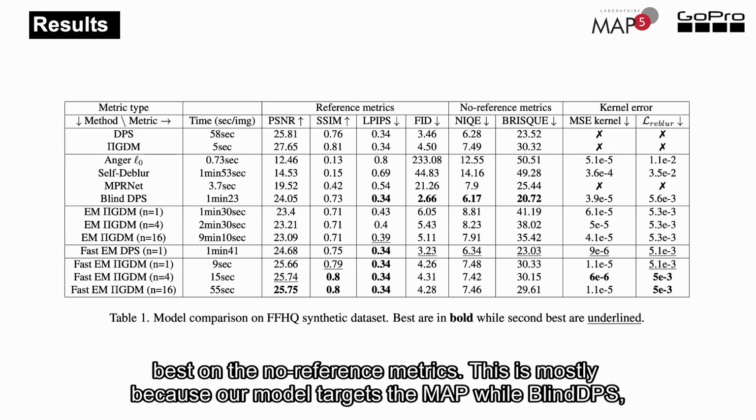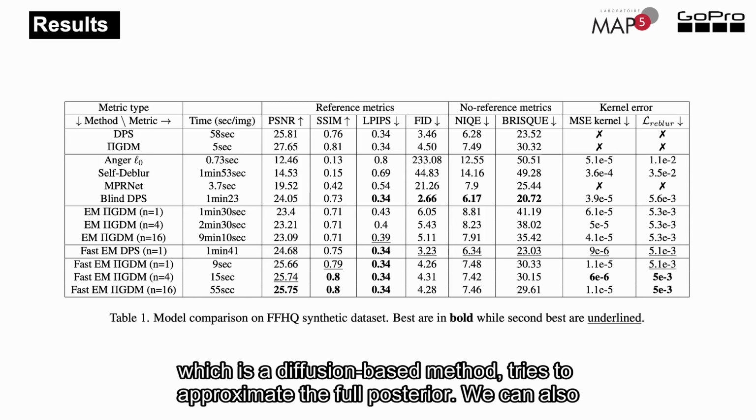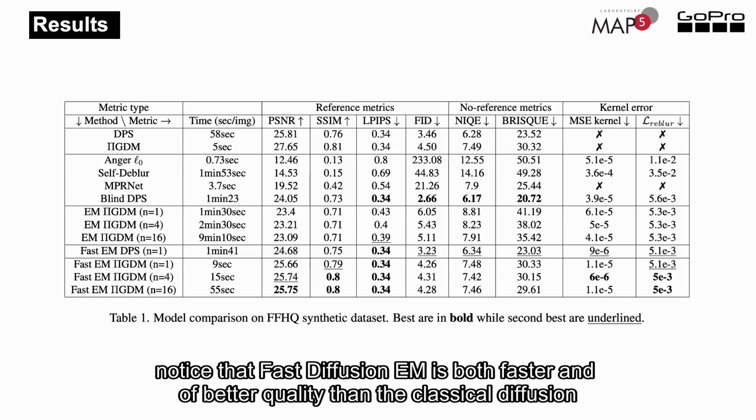This is mostly because our model targets the MAP, while blind DPS, which is a diffusion-based method, tries to approximate the full posterior. We can also notice that fast diffusion EM is both faster and of better quality than the classical diffusion EM.